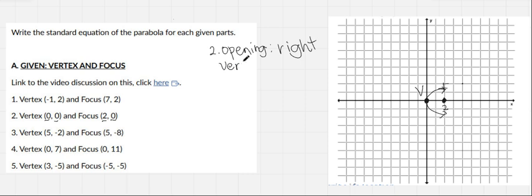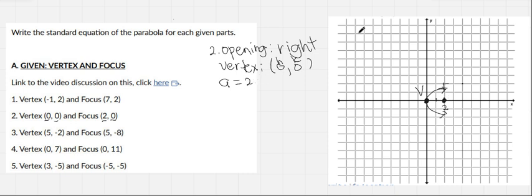Next, we are to know that the vertex, which is given there, you just simply copy that one. Our h is 0, our k is 0. And then next off, we have our a. Our a is going to be the number of units away from our vertex to the focus. So counting off from the vertex here, we have 1 and 2. So our a there is 2.